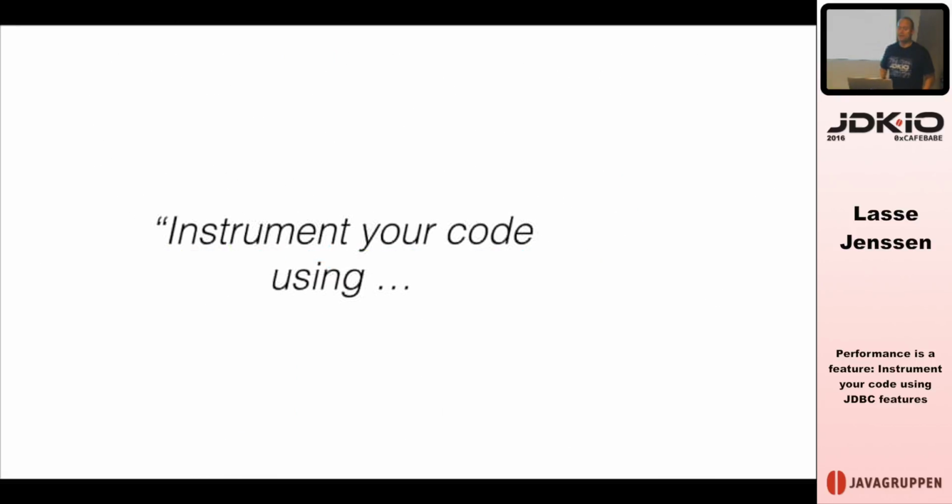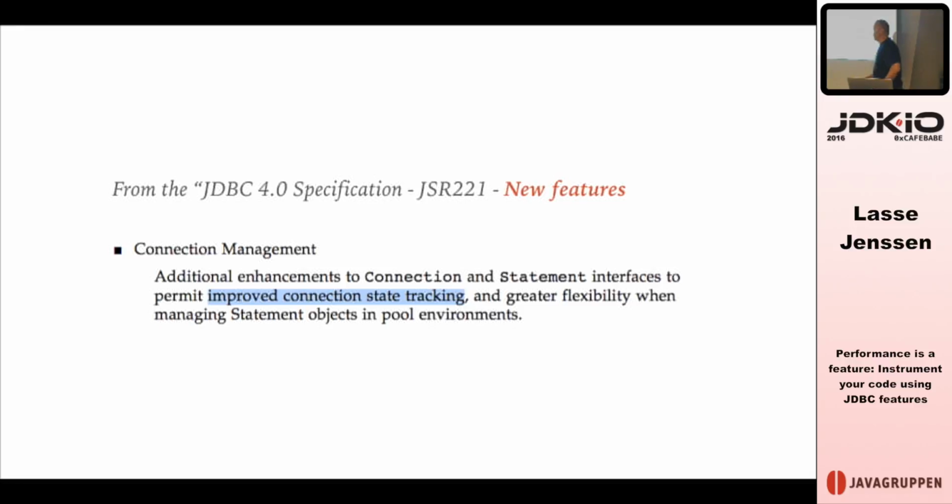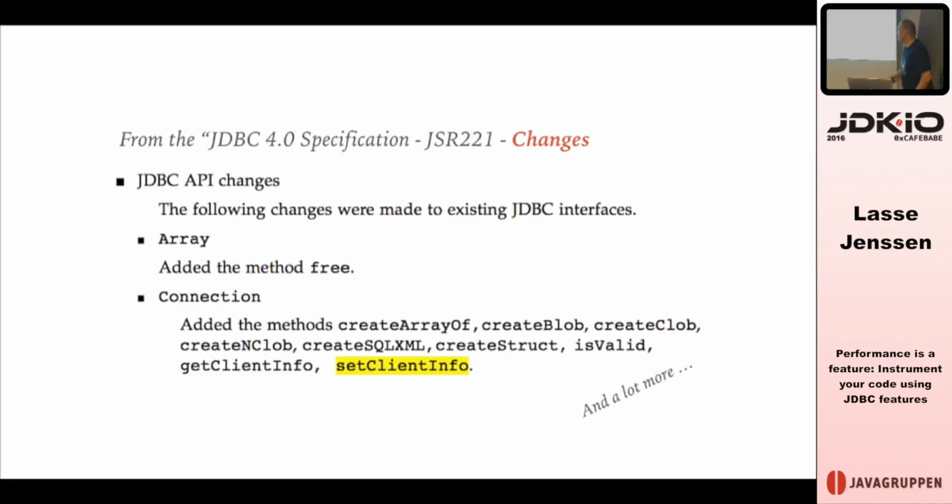And you could actually instrument your code using a JDBC feature. Actually, there's one feature, so I kind of lied to you. If we look at the JDBC 4.0 specification, they make a new promise. They promise that there's going to be improved connection state tracking. And if we look further down into the specification, at the connection object or class, we see that there is another method called setClientInfo.